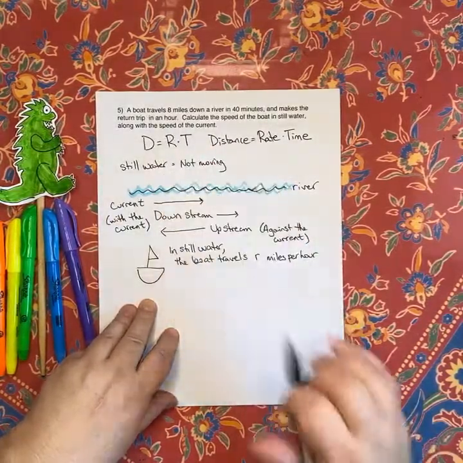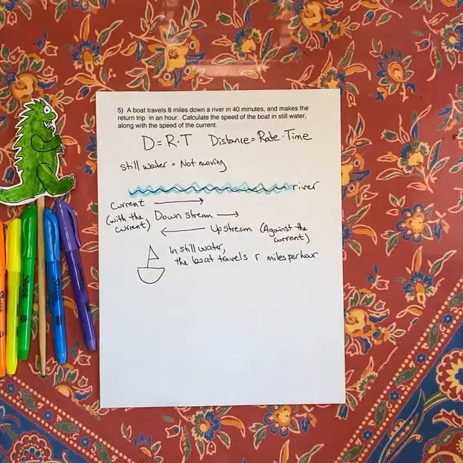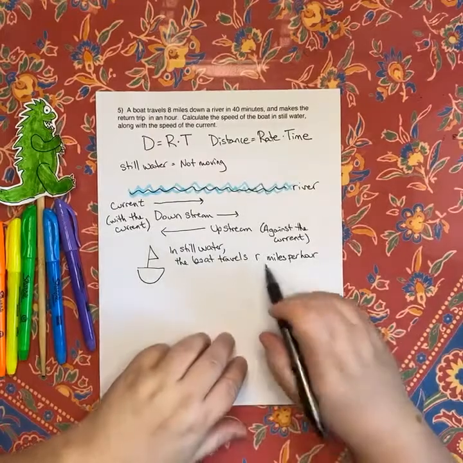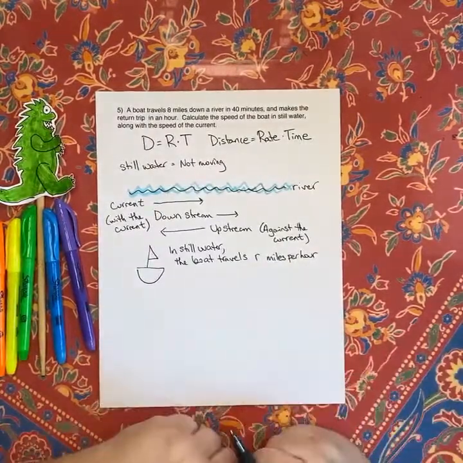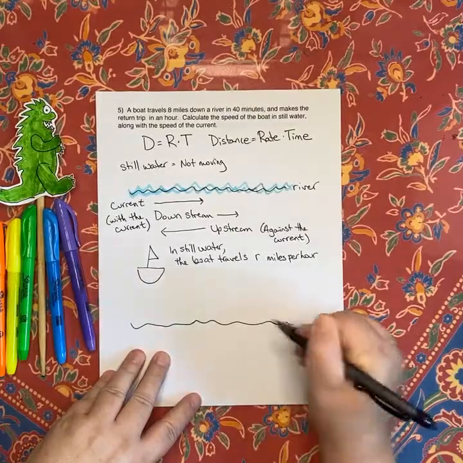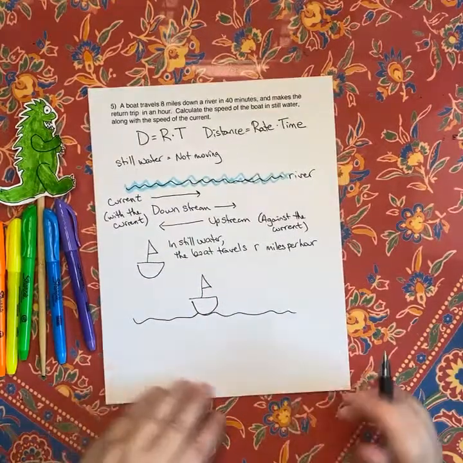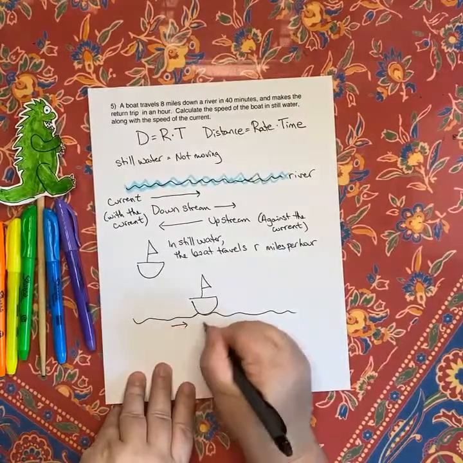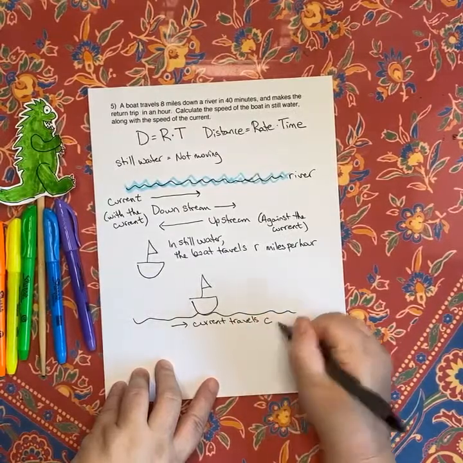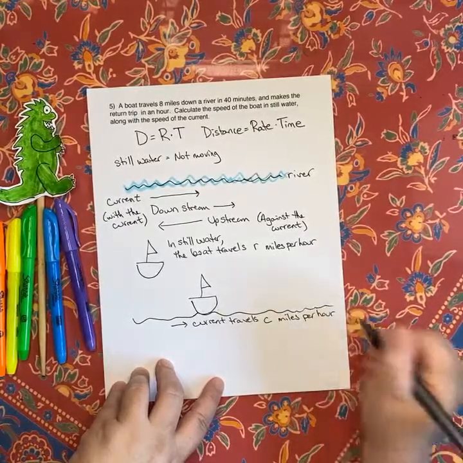Now, it didn't tell me that, but I'm going to give it a letter, and I choose R. You could choose B for boat. I think I was thinking of R because of the river, or R for rate. A lot of different letters you can use. Then I'm going to put the boat into the water. There's my river, here's my boat. Now I need to know the current. The current travels C miles per hour. Again, you can choose whatever letter you'd like. You can use X and Y if you want.